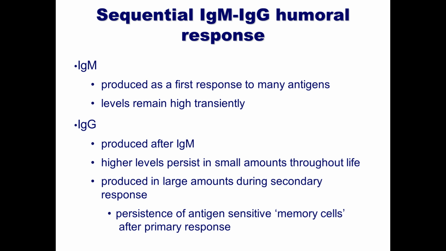Sequential IgM and IgG humoral response. IgM is produced as the first response to many antigens. Already I told you IgM is the first response, and IgG is produced after IgM, called the second response. The level of IgM is high transiently. IgG is produced after IgM, and persists in small amounts throughout life, produced in large amounts during the secondary response. During the secondary response, the concentration of IgG will be high.